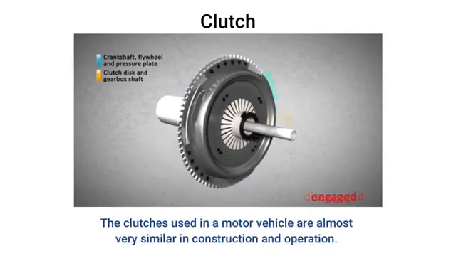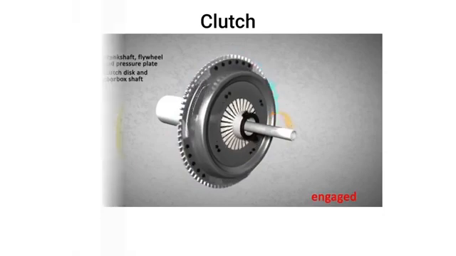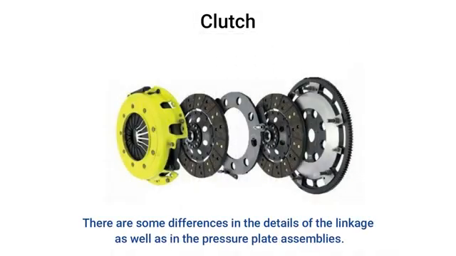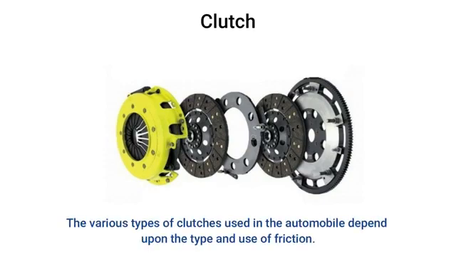The clutches used in a motor vehicle are almost very similar in construction and operation. There are some differences in the details of the linkage as well as in the pressure plate assemblies. The various types of clutches used in the automobile depend upon the type and use of friction.